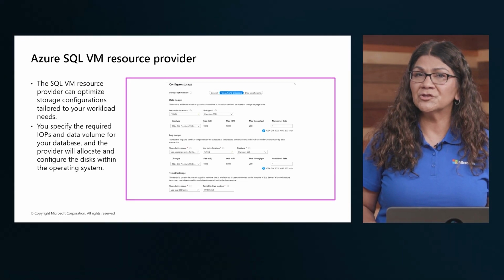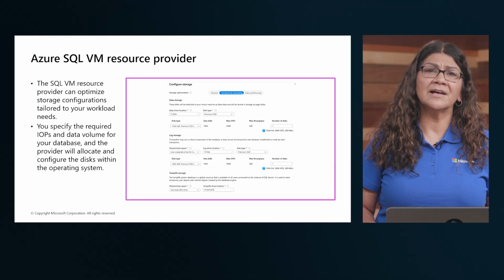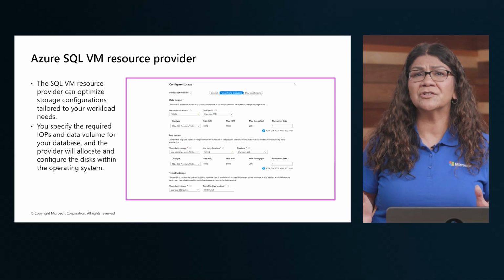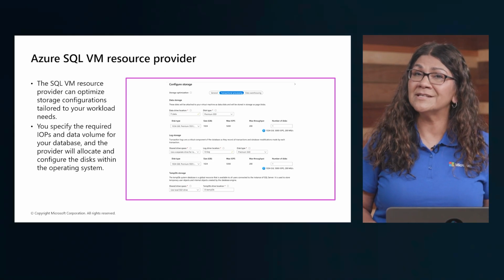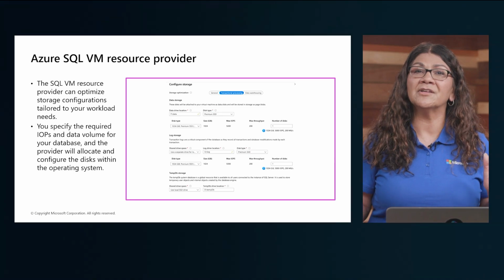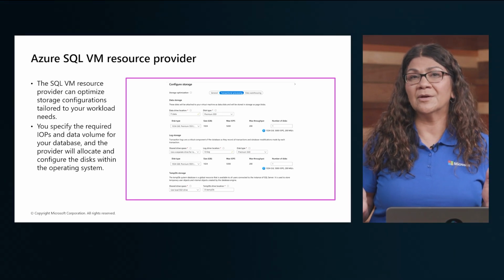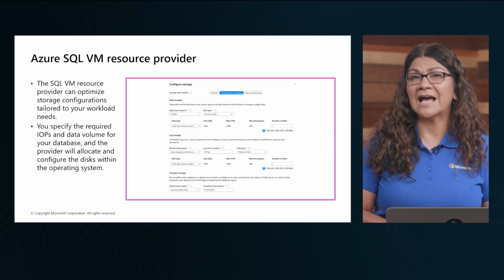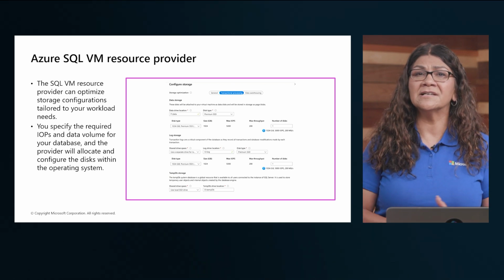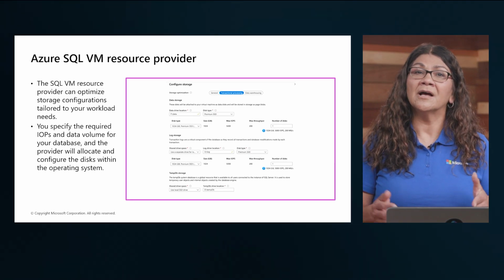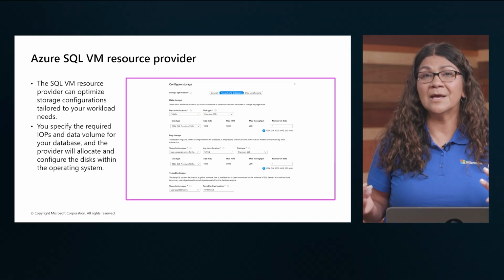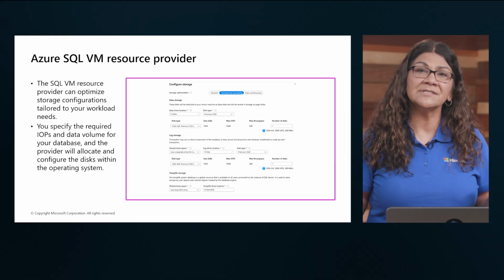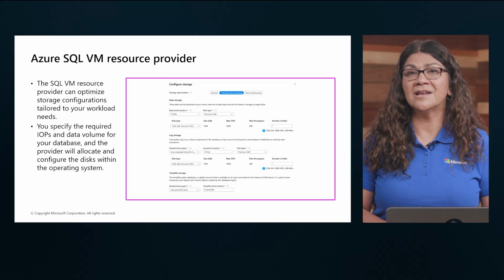The Azure SQL Virtual Machine Resource Provider simplifies and optimizes storage configuration for SQL Server virtual machines through its resource provider and deployment templates. Users can specify their required IOPS and data volume, and the resource provider will automatically allocate and configure the appropriate disks within the operating system. The configuration interface shown allows fine-tuning of storage for data, log, and tempdb files, including disk types, size, IOPS, throughput, and number of disks.